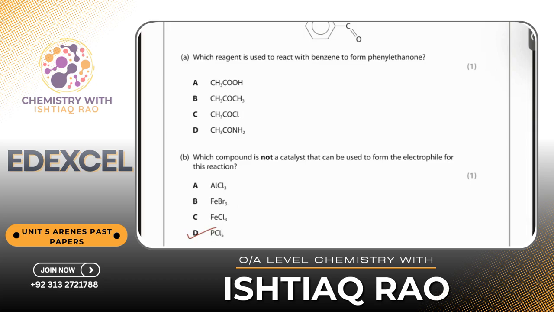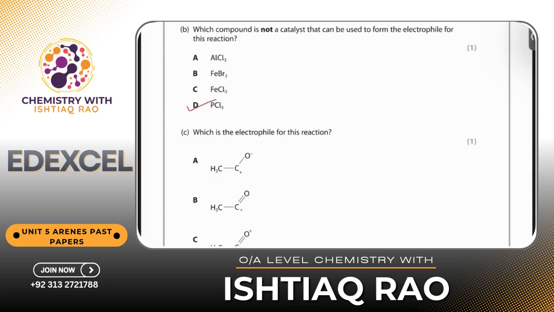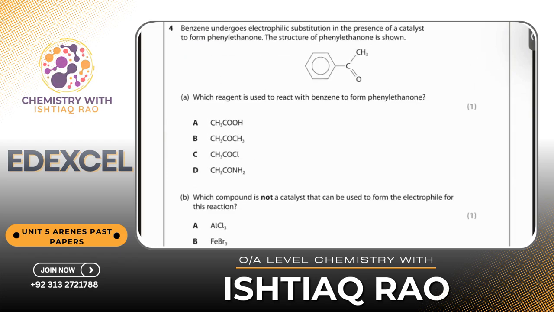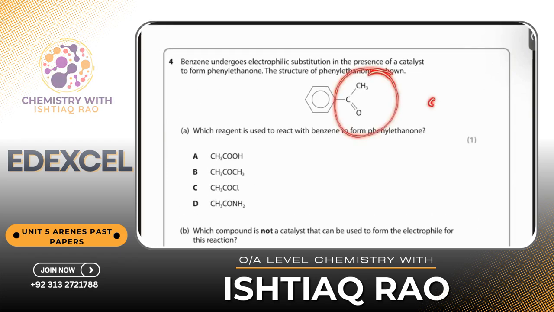You must know these things: all the reagents, all the conditions, all the catalysts. What is the electrophile for this reaction? You have to see what is attached on the benzene ring. This is attached, right? It must have a positive charge, because benzene is already an electron-rich compound. It would always react with a positive species. So if something is attached on the benzene ring, it must have a positive charge.